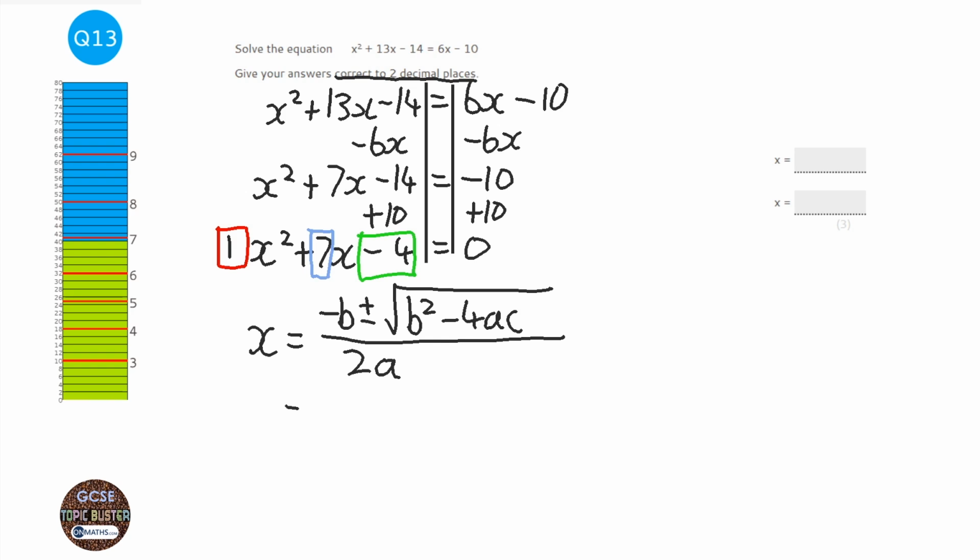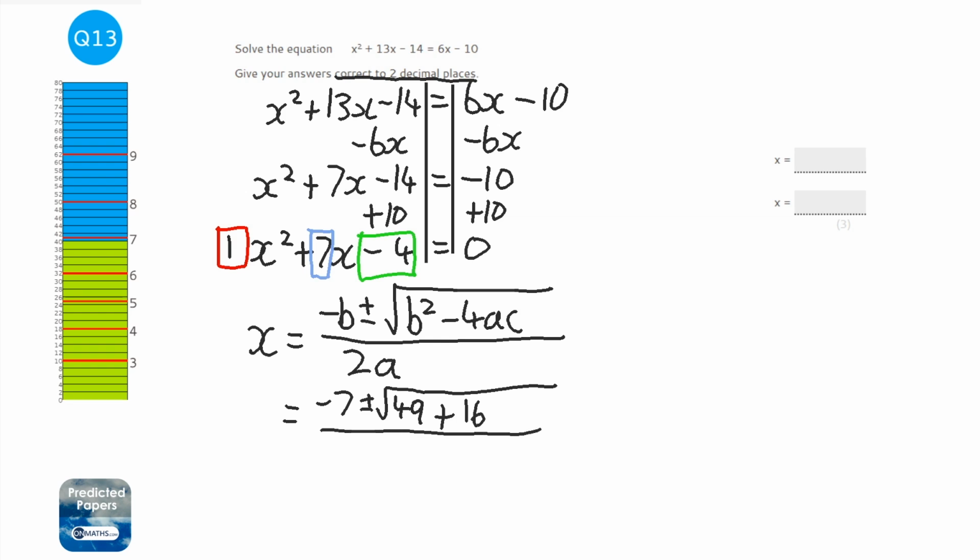So when I substitute it in, so b was 7, so it's minus 7 plus minus square root of b squared, well that's going to be 7 squared, so I know that's going to be 49, so I might as well write 49. Now it's minus 4 times a times c. Now a is just 1, so we can ignore that. Minus 4 times c, which is minus 4. Well, minus 4 times minus 4 is going to be a positive 16, over 2 times 1, which is just 2.